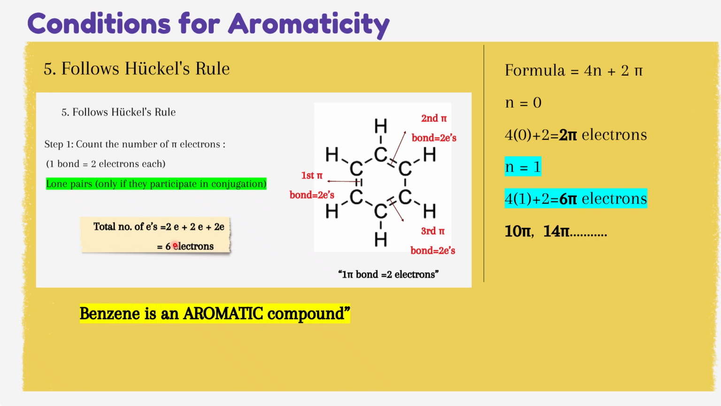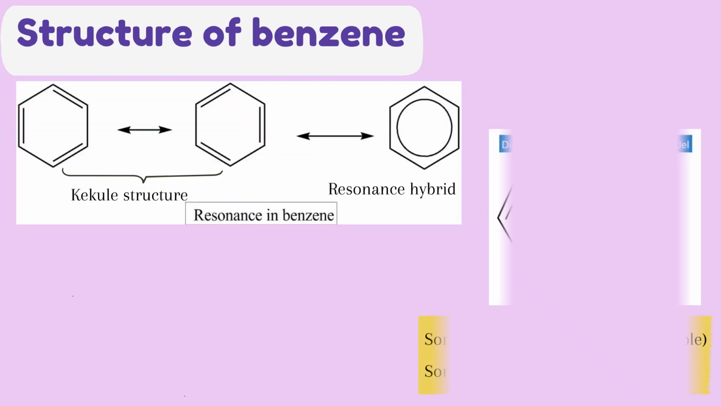Now if I compare this number of electrons with the number of pi electrons that I got after solving Hückel's formula, I can see that it matches. So I can conclude that benzene is aromatic in nature. This means benzene follows all 5 conditions. Hence, we can conclude that benzene is aromatic.